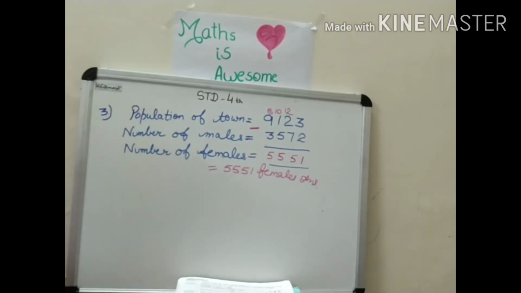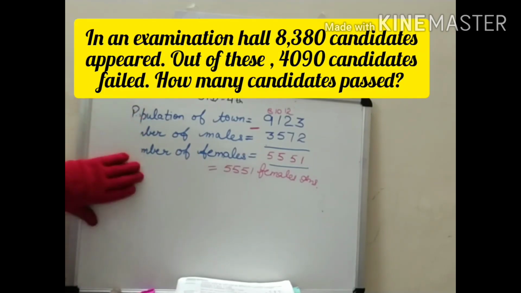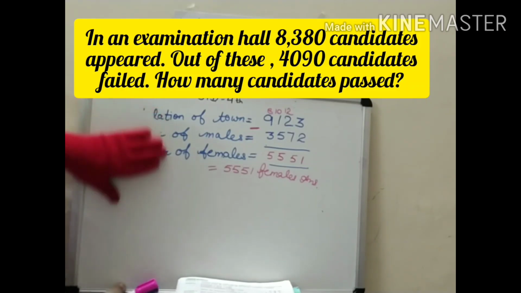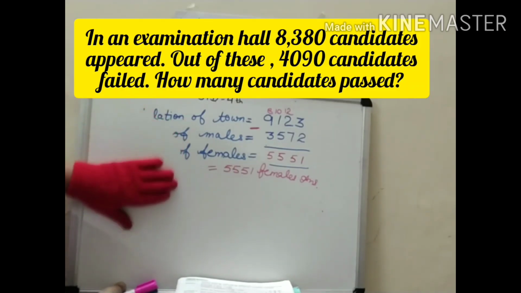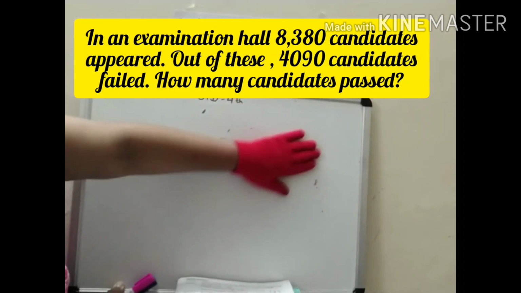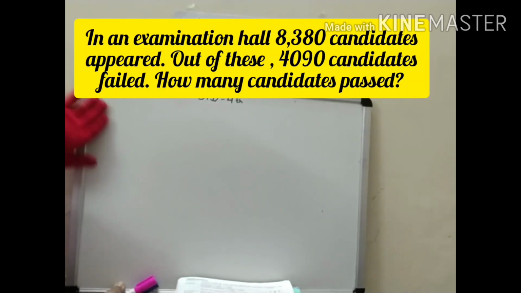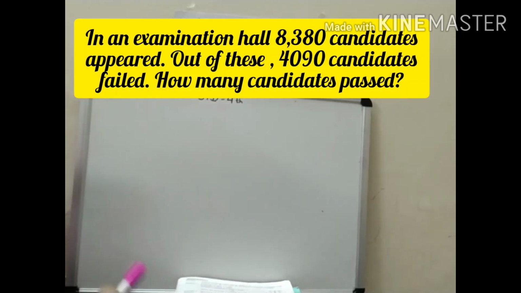Okay children. Now our next question is, in an examination 8,383 candidates appeared. Out of these 4,090 candidates failed. How many candidates passed? Simple. In your class, for example, take a smaller number. In any competition 10 students appeared. Out of those 10, 4 failed. How many passed? 6. So this is a question of subtraction.